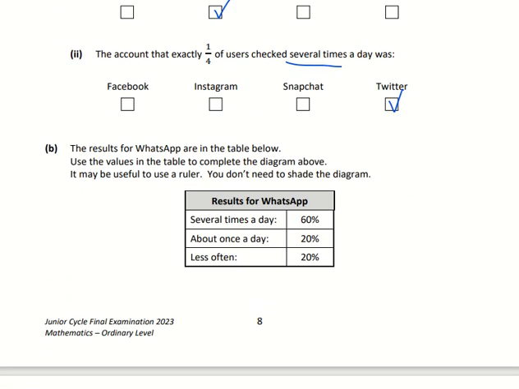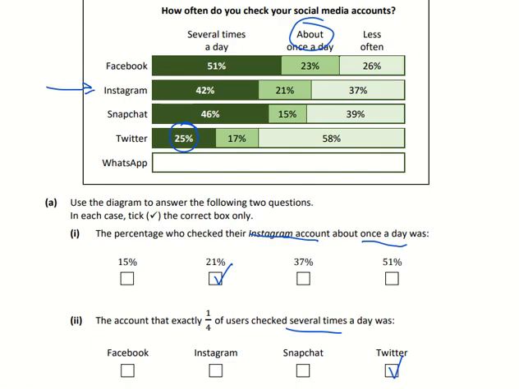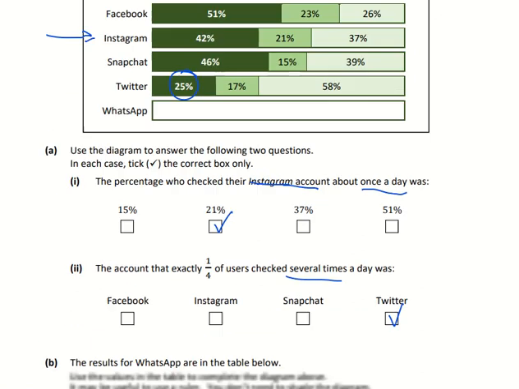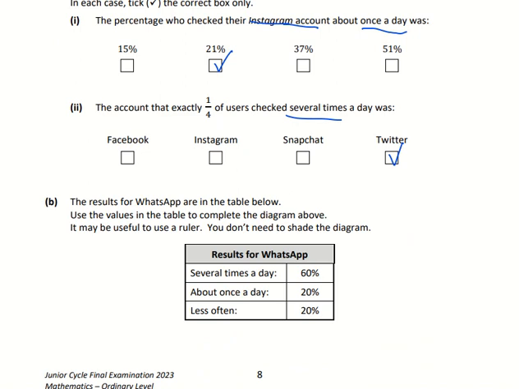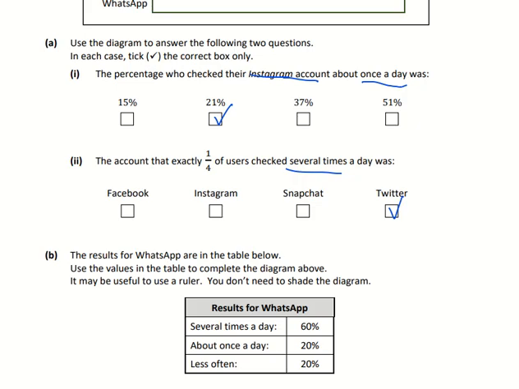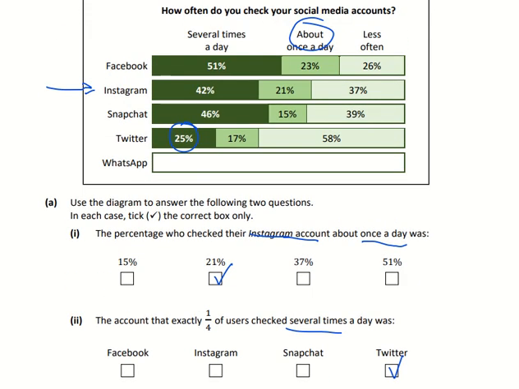The results then for WhatsApp, you'll notice the bar is blank for it. Therefore when we're putting it in, we just need to put in the values, and we just need to mark on it where they are. So several times a day is 60%. There was tolerance for this in the American scheme. 60% would be about there, but somewhere along there is fine.